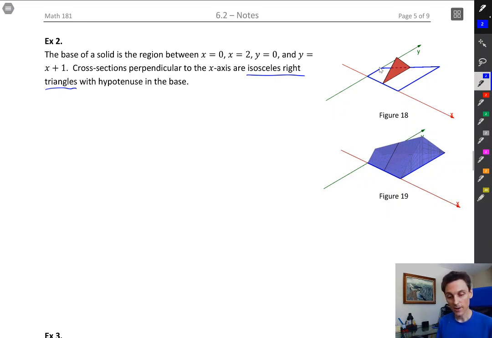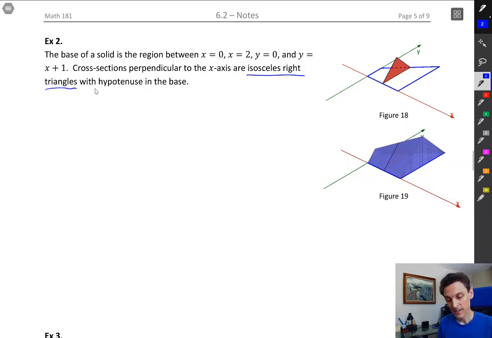It says the cross-sections perpendicular to the x-axis are isosceles right triangles. So if we take our solid and slice it, like slicing a piece of bread, right? We're going to get an isosceles right triangle. A very strange looking piece of bread, but anyway. Anywhere you slice this solid, that's what the cross-section is going to look like. If you were to imagine what this solid would look like, it would look something like figure 19. You'll get smaller isosceles right triangles on the left, and then bigger isosceles right triangles on the right.